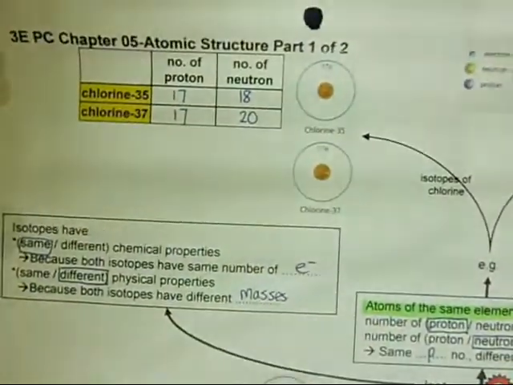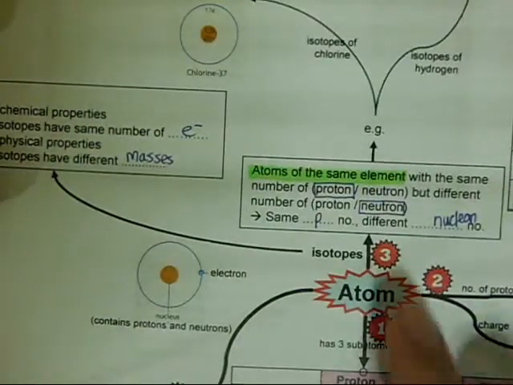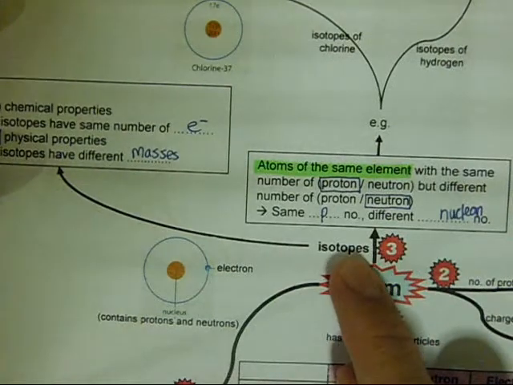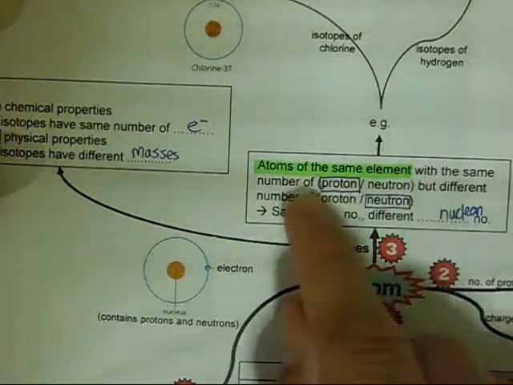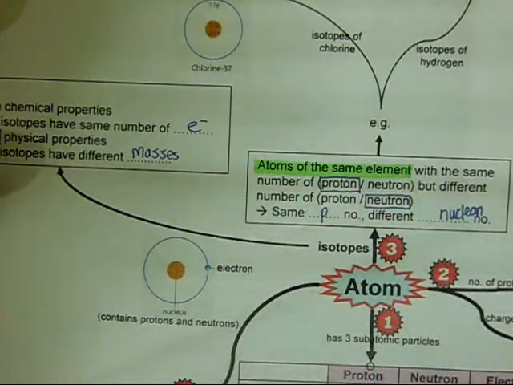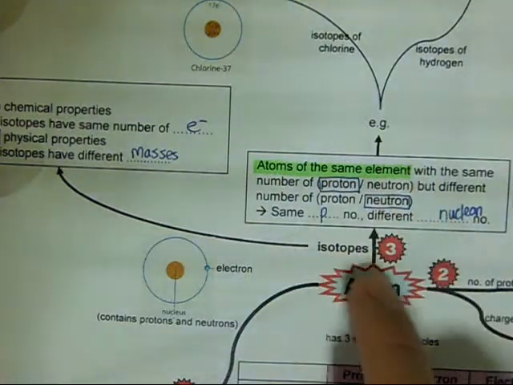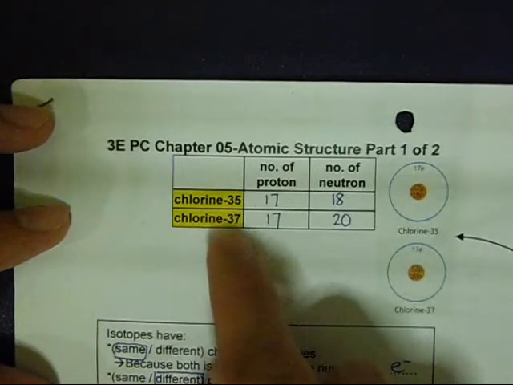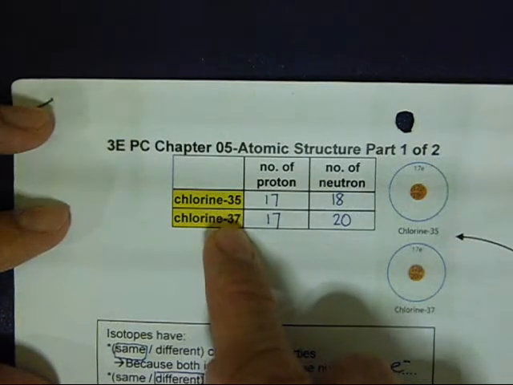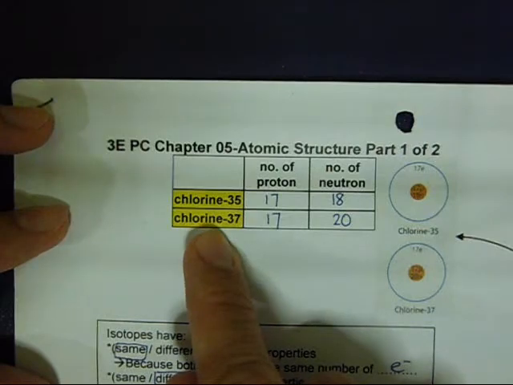Okay, the next chapter is on atomic structure. For this chapter, first of all, you need to know the definition of isotope. Remember, definition of isotope, there are two parts. Not just same number of protons, different number of neutrons. You have to know that it is atoms of the same element, because isotopes must come from the same element. Example is chlorine 35 and chlorine 37. These are the two isotopes for chlorine, and both of them belong to the same element, which is chlorine.